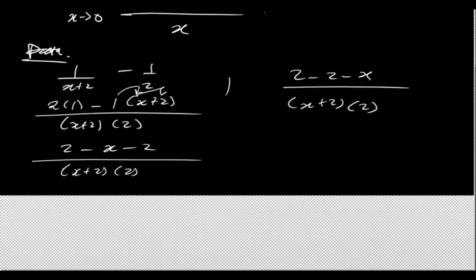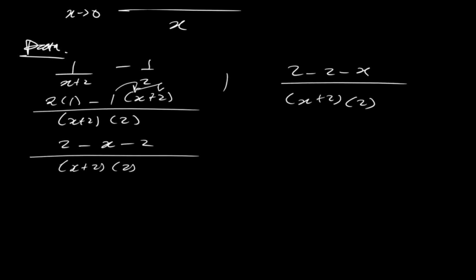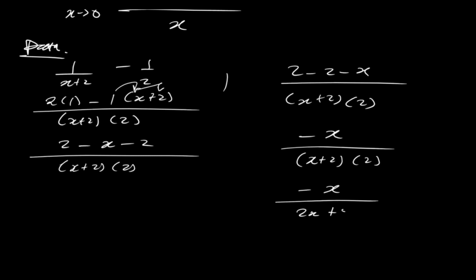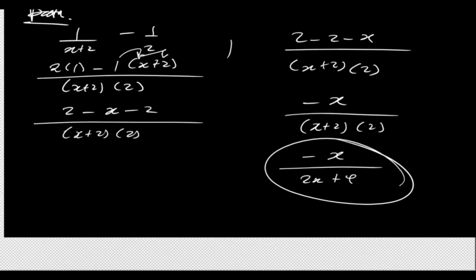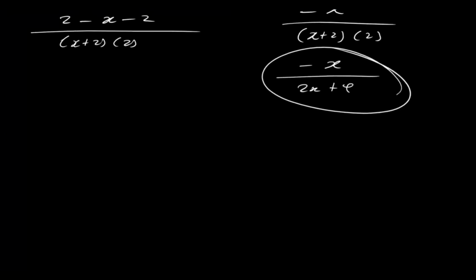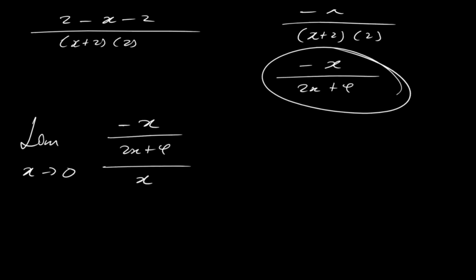So what is 2 minus 2? That's a 0, isn't it? So you have minus x over x plus 2 times 2. You can expand the denominator and simplify it: 2 times x is 2x, 2 times 2 is 4. So this is our new numerator. All we have to do now is plug in the value. As x approaches 0, our new numerator is minus x over 2x plus 4, all over x.